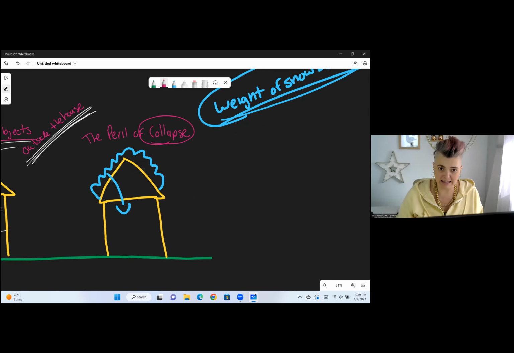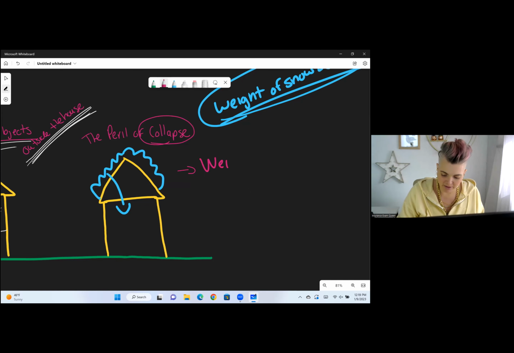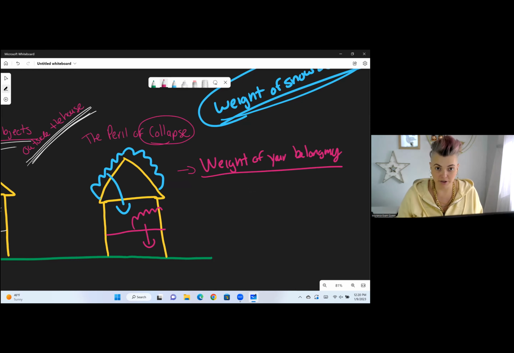Now, there's a few reasons that a house may collapse. It could be the weight of your belongings. So if you have like two levels, and there's a bunch of stuff on level one and it collapses into level two, that's okay. That is covered under collapse.